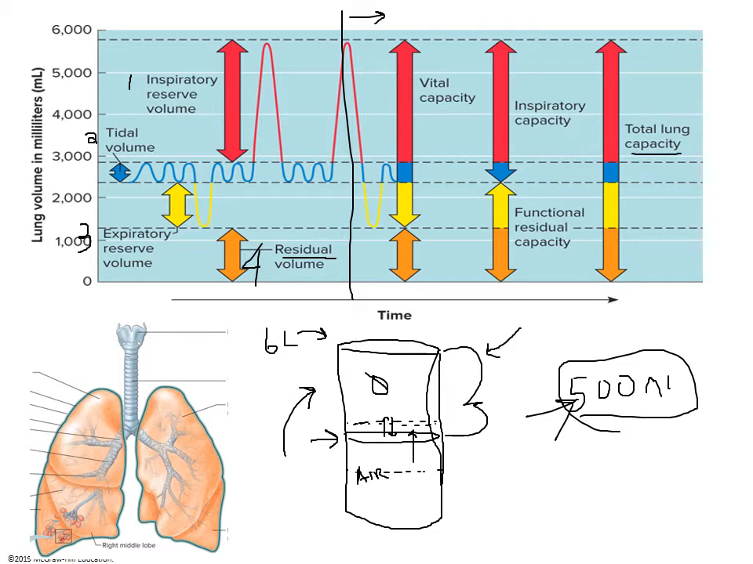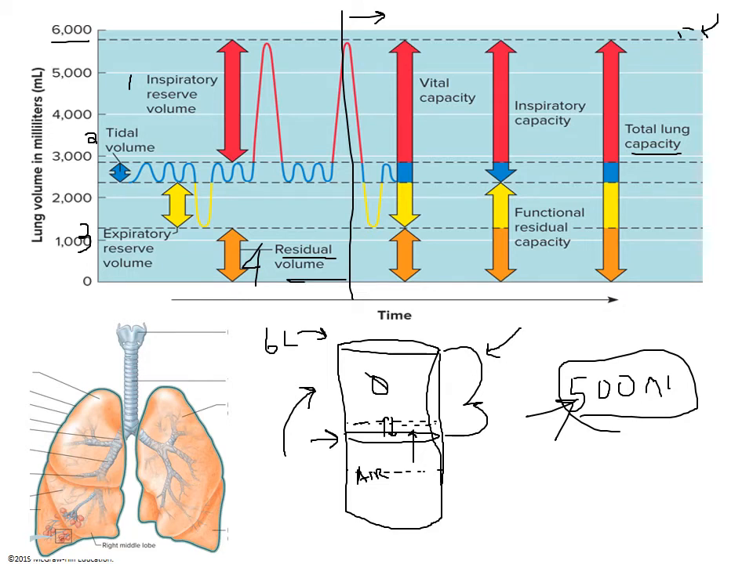One of them should be really straightforward. Total lung capacity. Now, total lung capacity, like I said, is 6,000 milliliters. You will see on this, there's about a little range here, about 200 milliliters that you'll never be able to tap into.